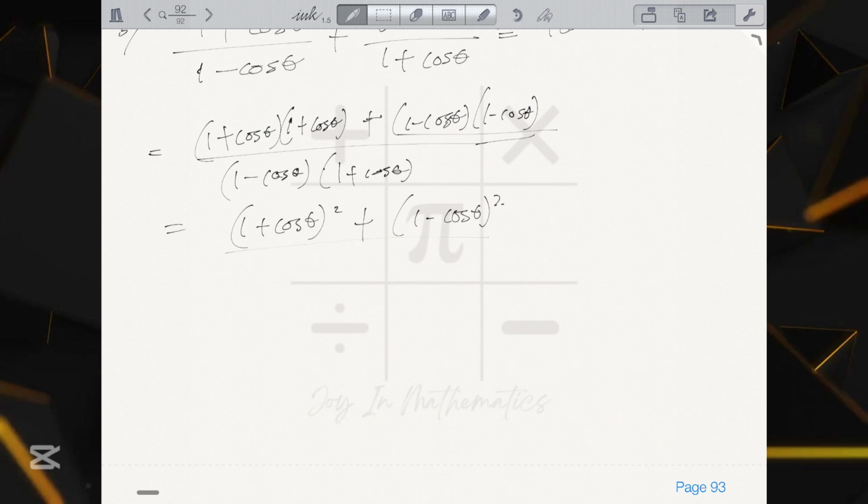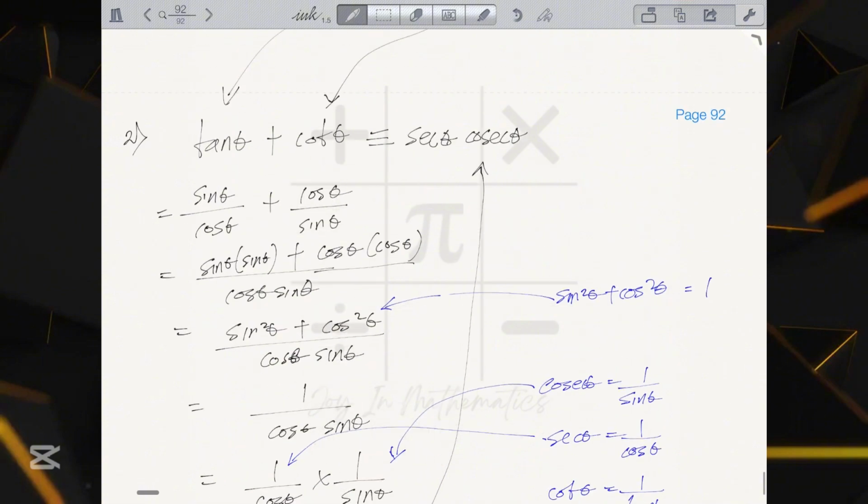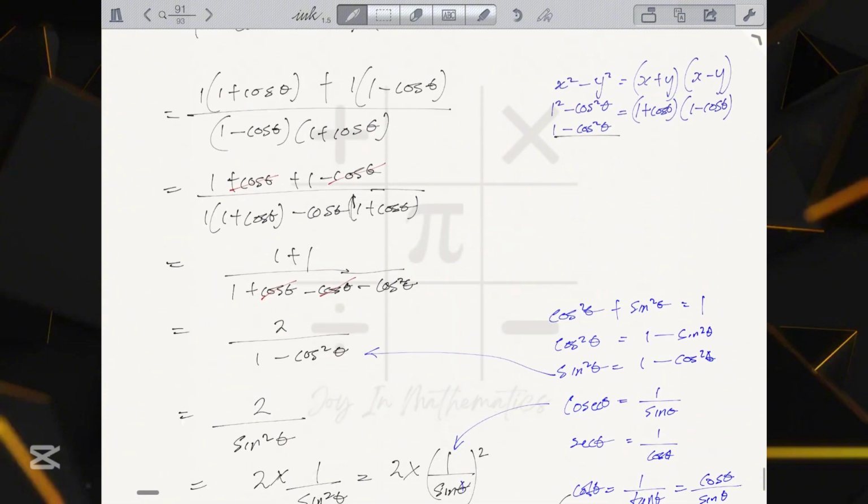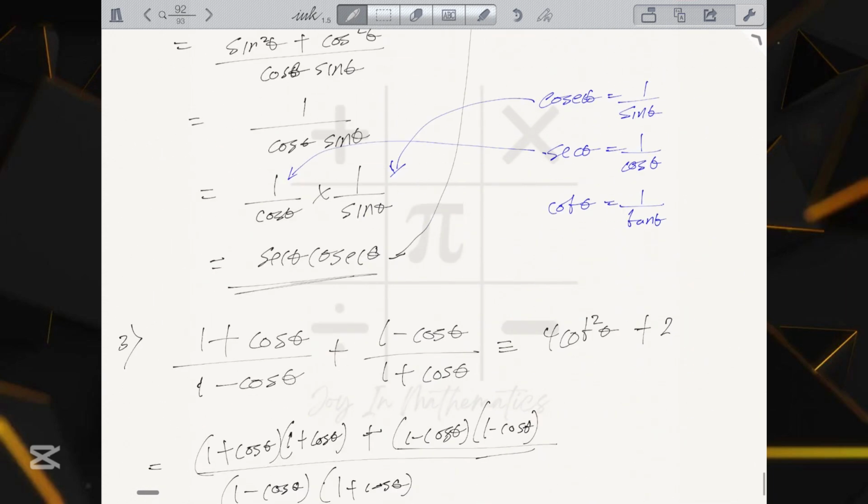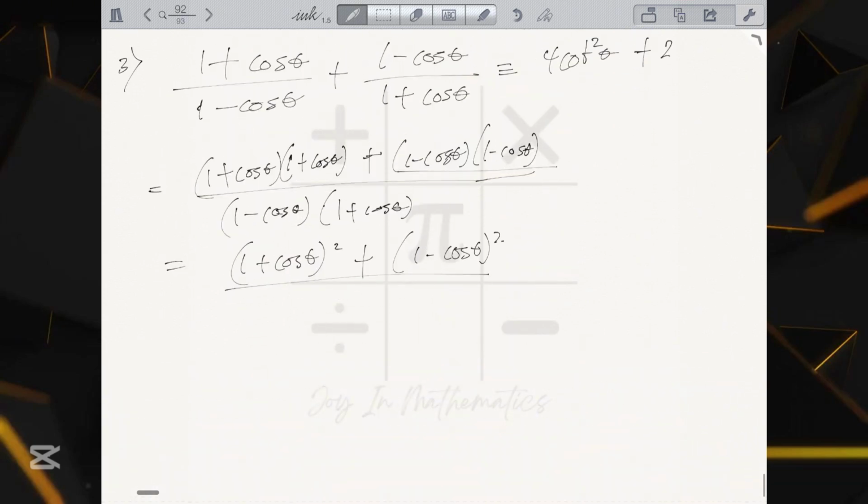And the denominator, just as we did in the first question, 1 minus cos theta multiplied by 1 plus cos theta, will give us 1 minus cos squared theta, because we apply the difference of two squares. So we have this definitely to give us 1 minus cos theta multiplied by 1 minus cos theta to give us 1 minus cos squared theta.